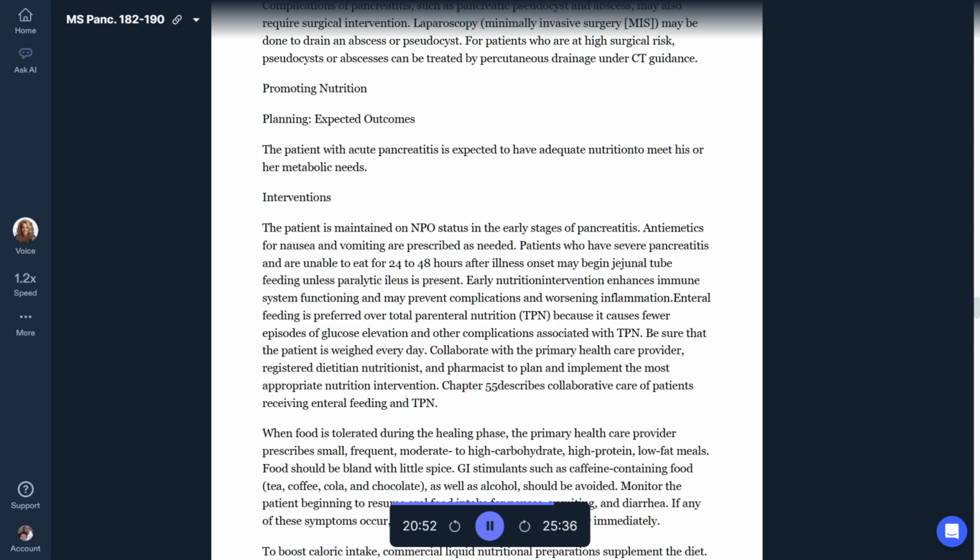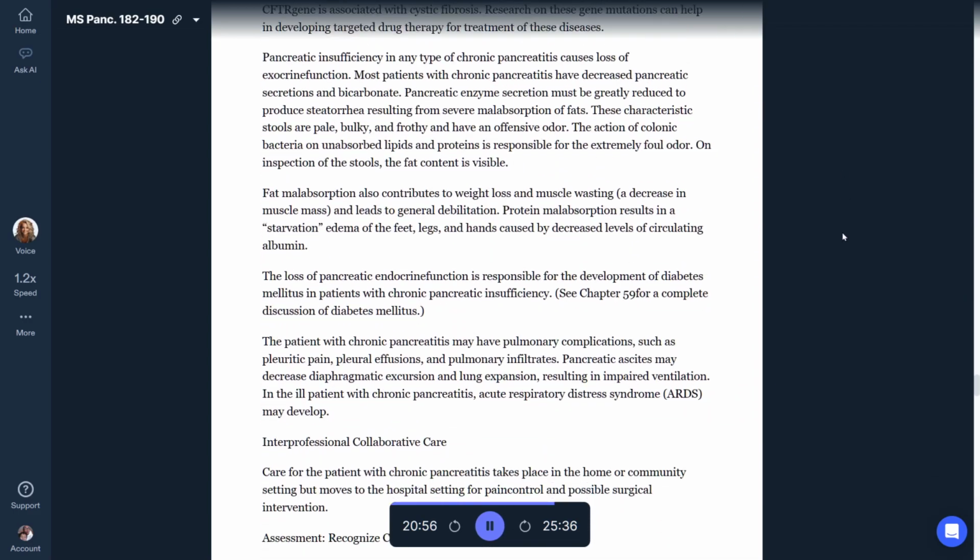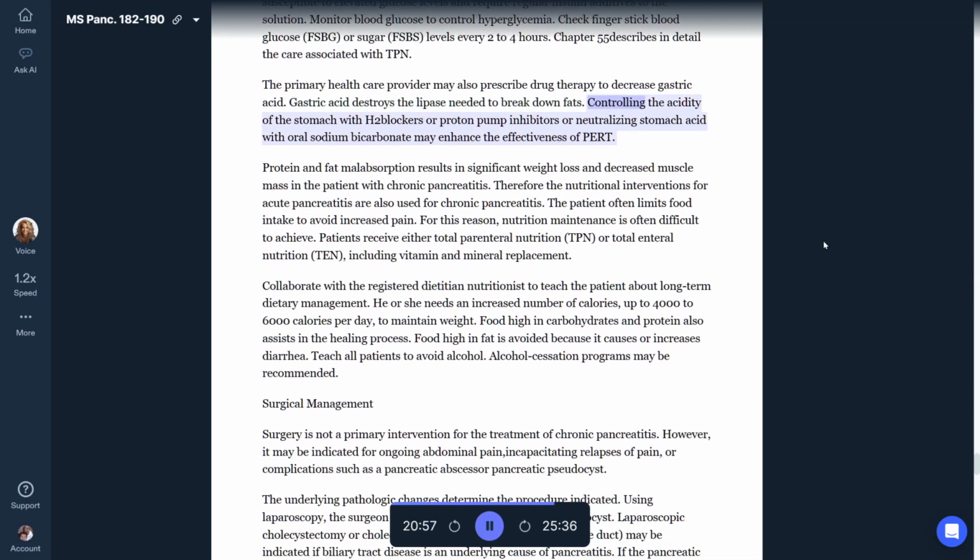The primary healthcare provider may also prescribe drug therapy to decrease gastric acid. Gastric acid destroys the lipase needed to break down fats. Controlling the acidity of the stomach with H2 blockers or proton pump inhibitors, or neutralizing stomach acid with oral sodium bicarbonate, may enhance the effectiveness of PERT.